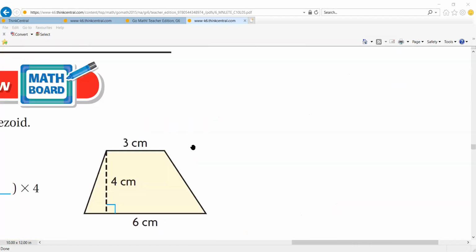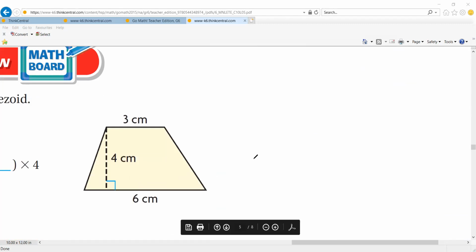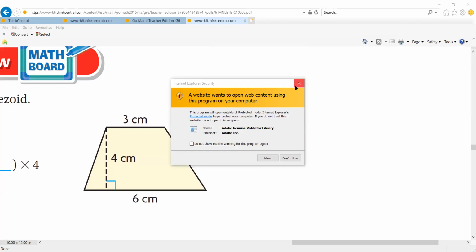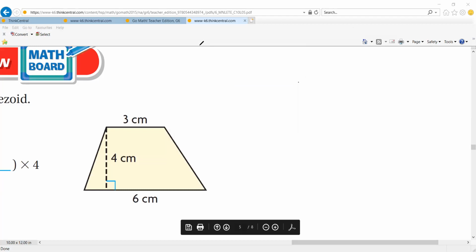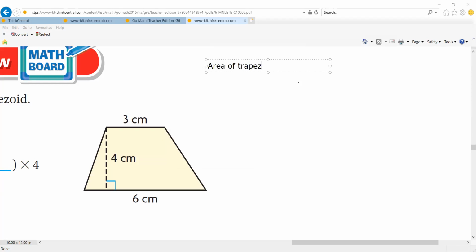559. Now see, this is the question here. What is the formula, girls? Half of the area, half. Write down area of trapezoid equals half first. Half of B1 plus B2, and then you will multiply with H. This is your formula.